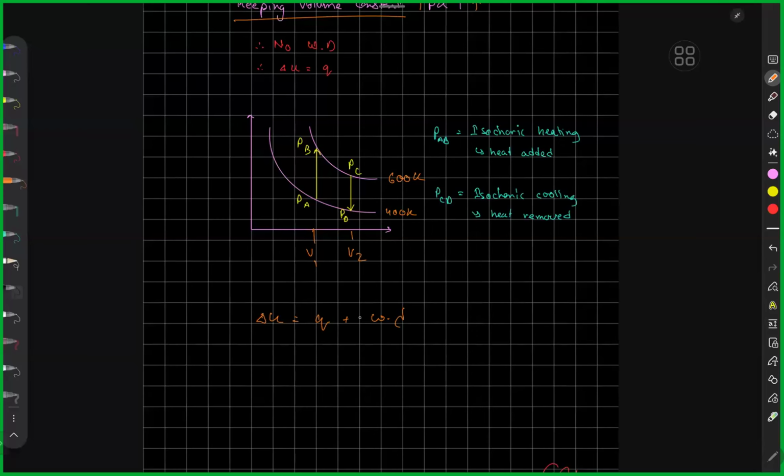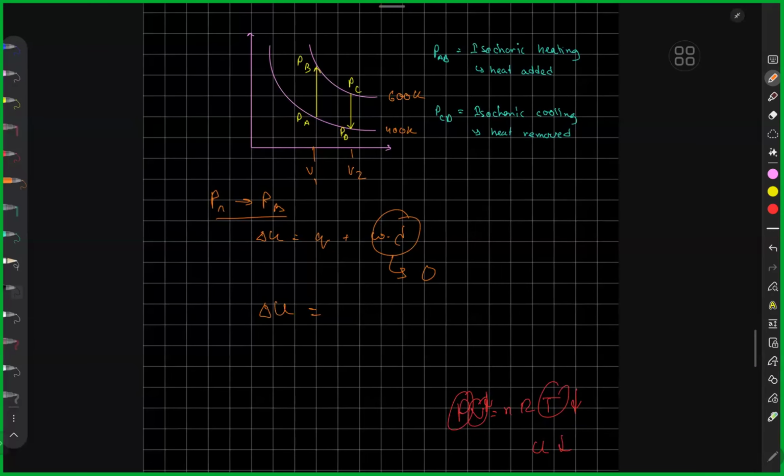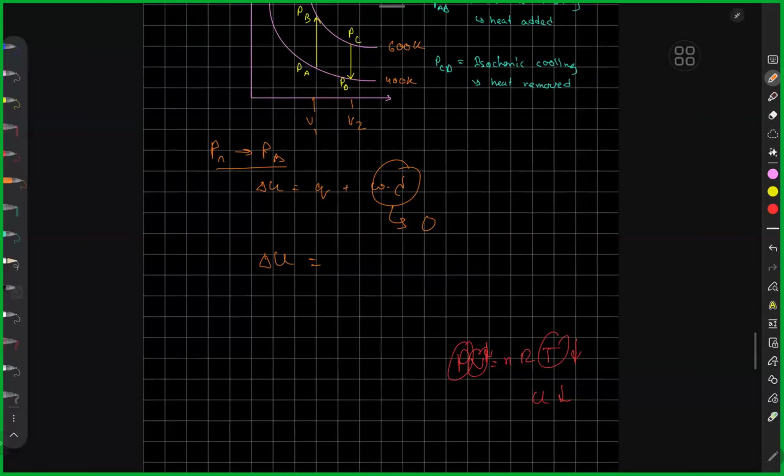but is anything happening to work done? Let's say for this expansion, PA to PB. What's happening? The volume remains constant. Hence, work done is 0. So my change in internal energy in both cases, PA to PB or PC to PD, doesn't matter. In both cases, my change in internal energy is only equal to heat supplied, because work is not being done. Volume is not changing.